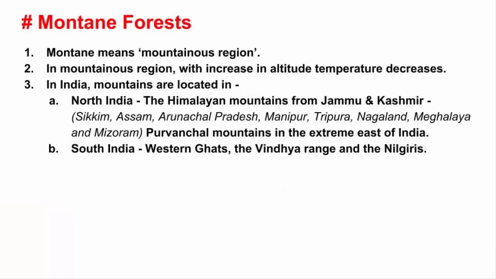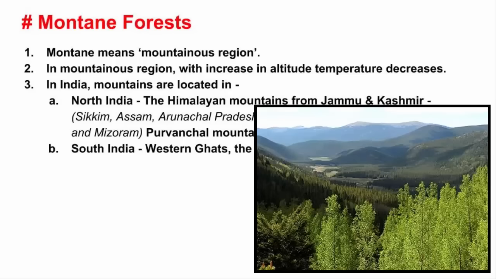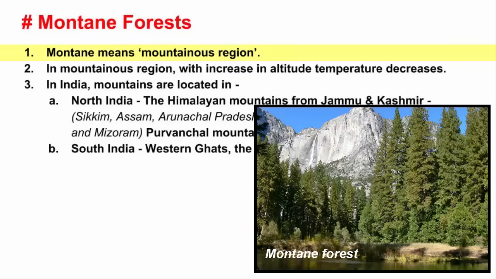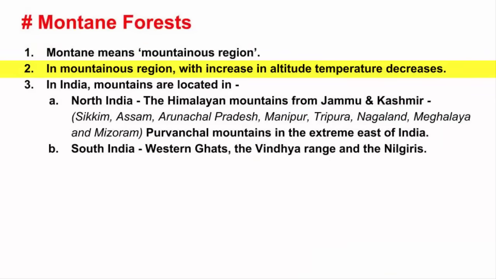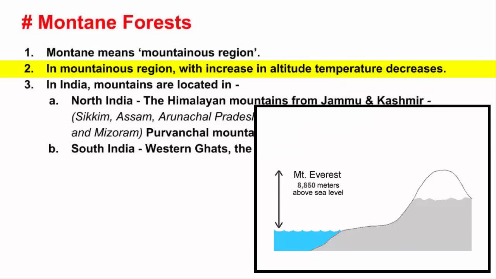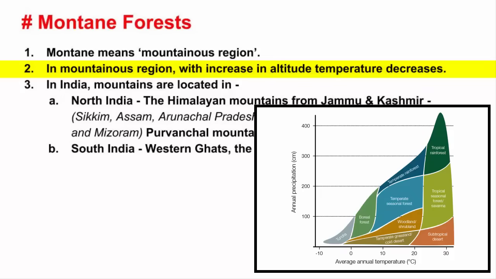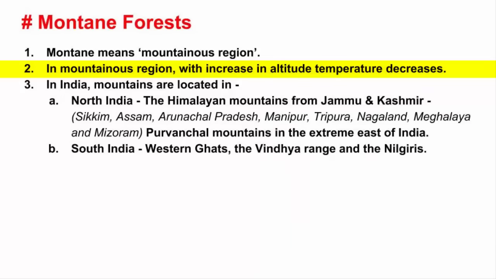The fourth one is montane forest. If you look at the word montane, it refers to the mountainous region. Now the thing about the mountain is that the land elevation or the altitude is higher. When altitude increases, temperature decreases. With a change in temperature, there will be a change in the natural vegetation.